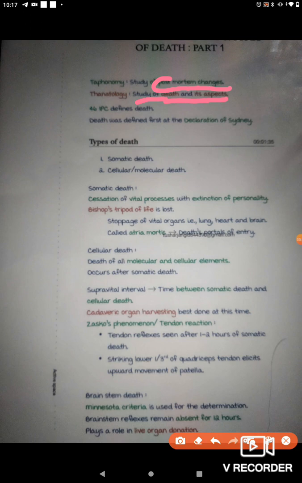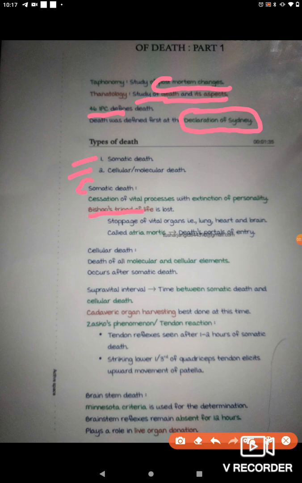And which defines death? 46 IPC defines death, and death was defined under the Declaration of Sydney in Australia. What are the types of death? Two types: somatic and cellular or molecular death. Somatic death is the cessation of the life process and extinction of the personality.